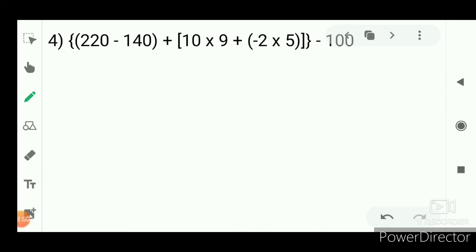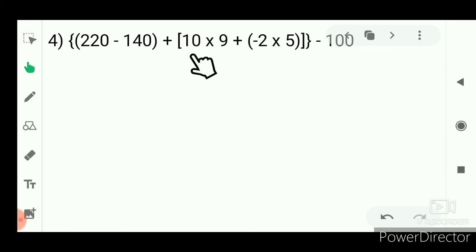Now let's see the question number 4. 220 minus 140 plus 10 into 9 plus, under bracket, minus 2 into 5 minus 100. Here also multiple brackets are present, so we have to solve the innermost bracket first.